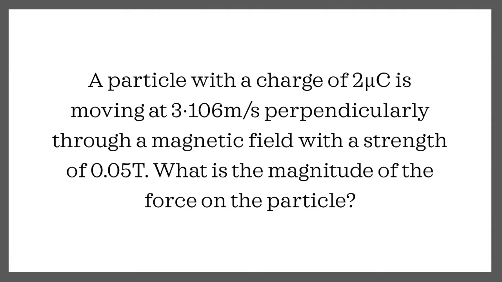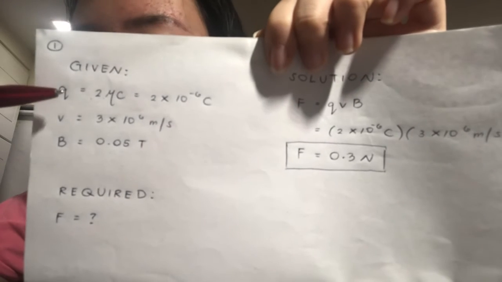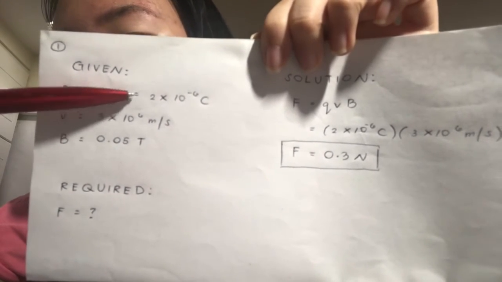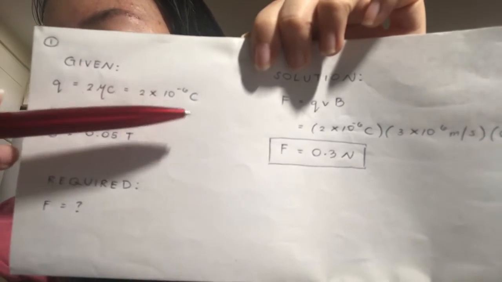A particle with a charge of 2 microcoulombs is moving at 3 times 10 to the 6 meters per second, perpendicularly, through a magnetic field with a strength of 0.05 Tesla. What is the magnitude of the force on the particle? The given for this problem is Q, or amount of charge, is equal to 2 microcoulombs, or we can convert that to 2 times 10 to the power of negative 6 coulombs.